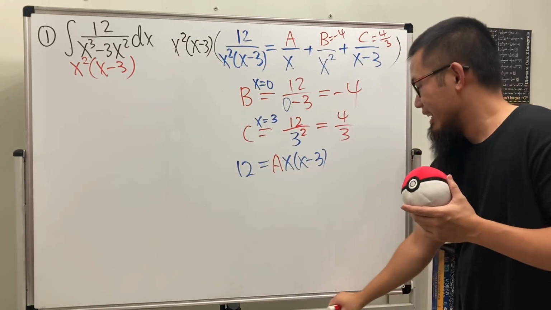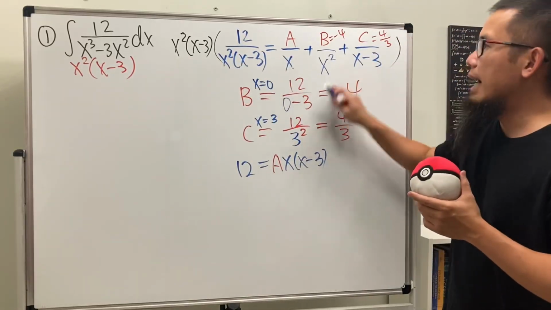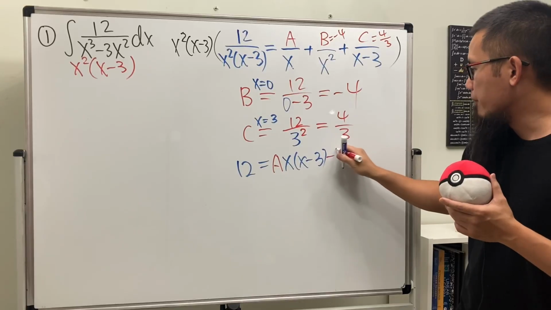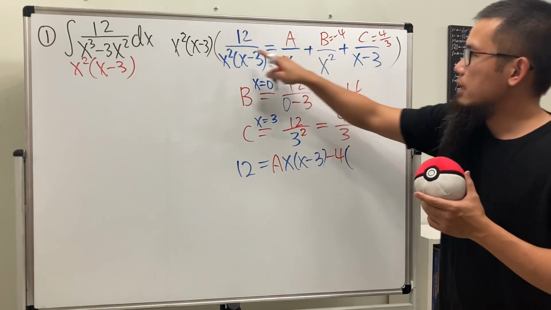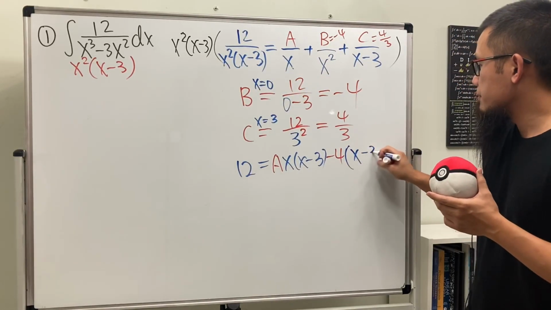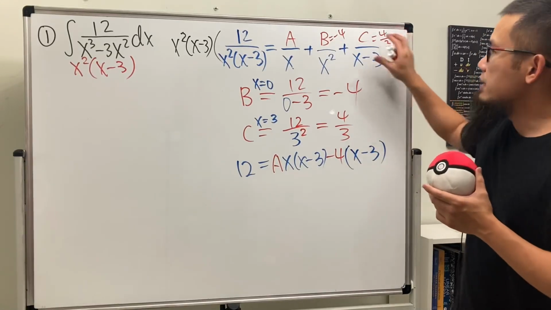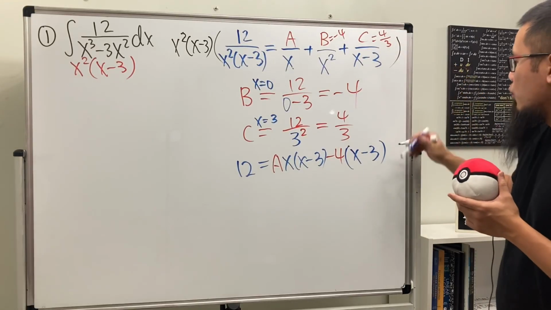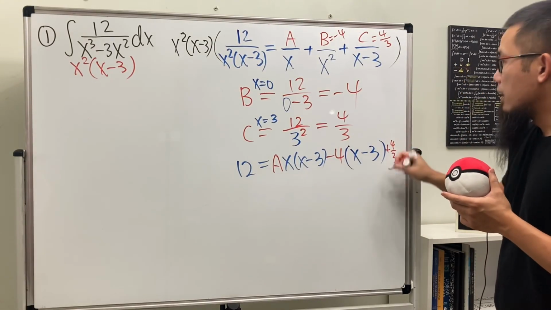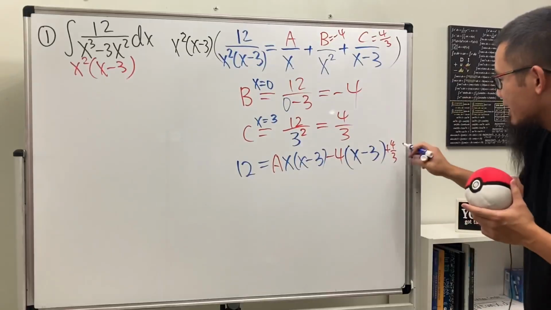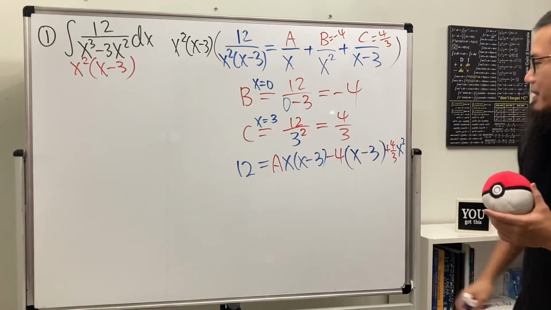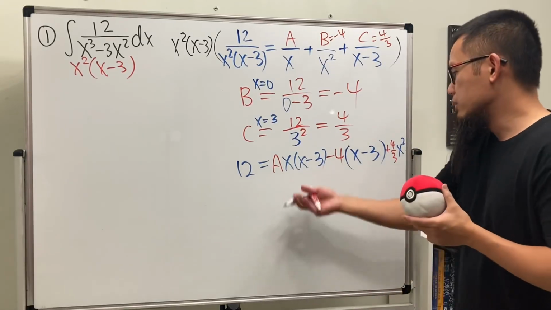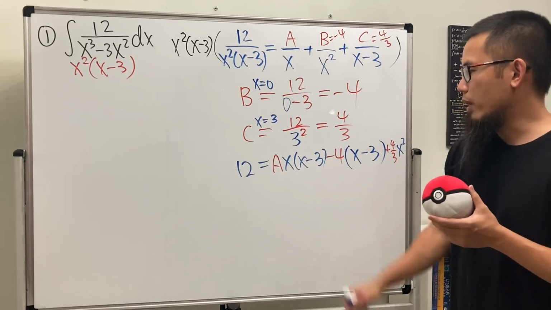Okay, next we do this times that. The x squared cancel, so we will just have the b, which is negative 4, times that, which is x minus 3. And lastly, this times that, the x minus 3 cancel, so we just have this, which is 4 over 3 times x times x squared right here. Oh, it fits everything, so that's nice. Alright, now again, just like what we did in the previous video, just go ahead and multiply this out and try to look for what a is.